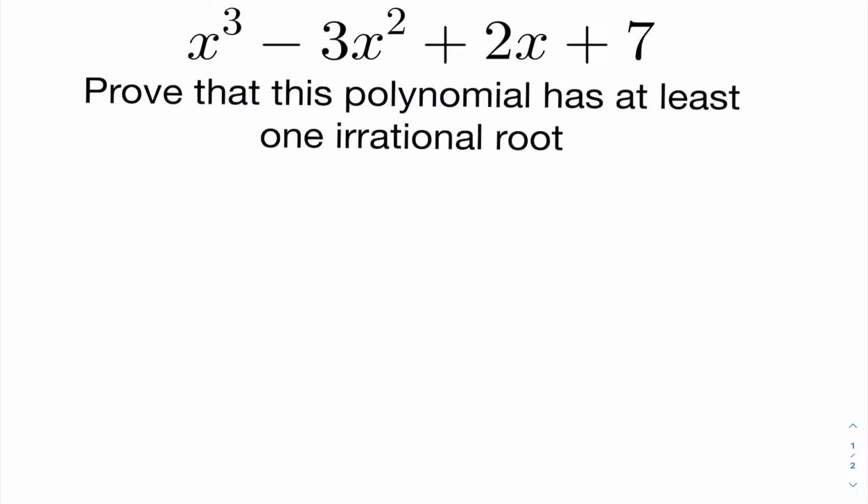All right, in the following example here, they give us a degree 3 polynomial, and they want us to show that this polynomial has at least one irrational root. And the key word here is irrational.